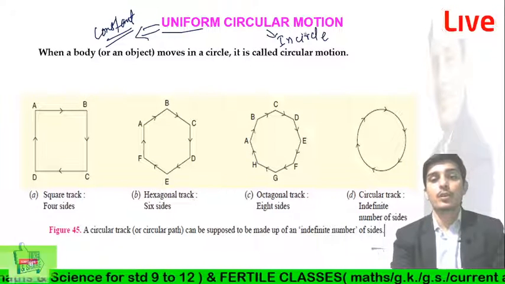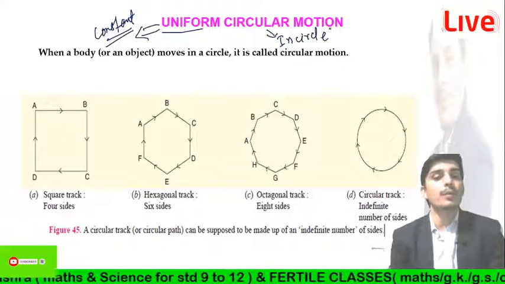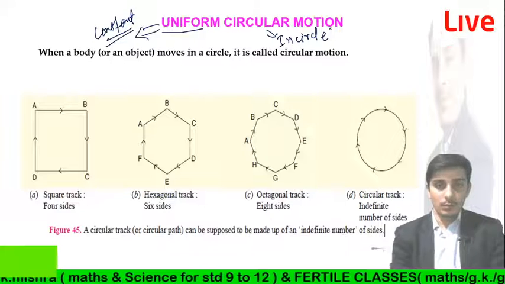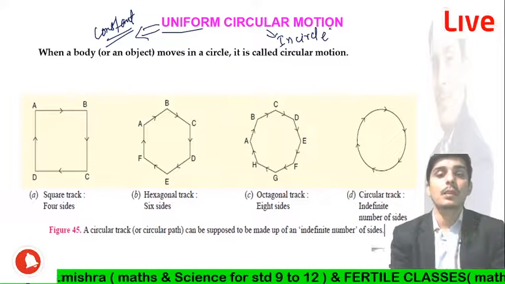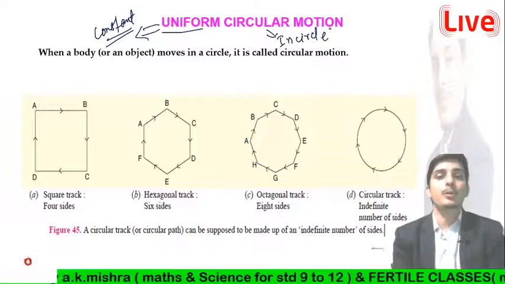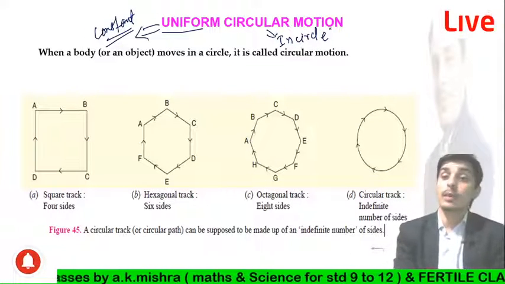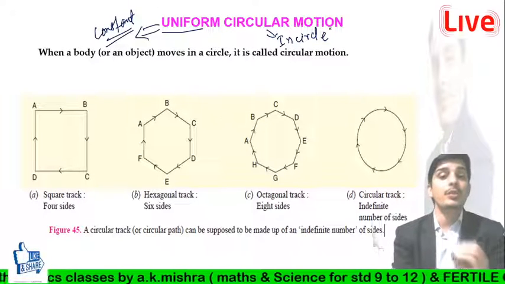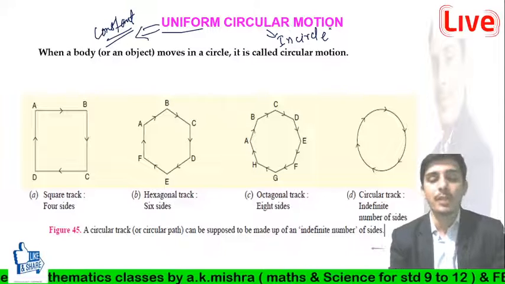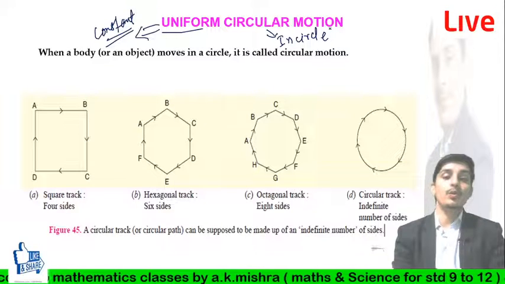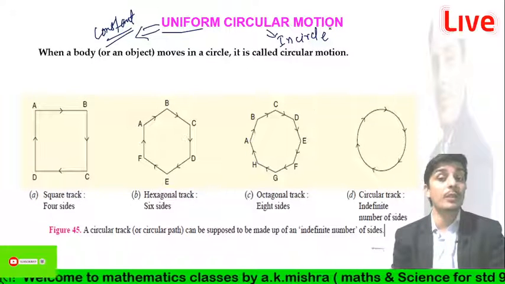Okay, and motion means motion, right? So you can say, what is uniform circular motion. Before discussing uniform circular motion, I am going to discuss what circular motion is, guys, right? You must know what circular motion is, then after that I will discuss uniform circular motion. When a body or object moves in a circle, it is called circular motion.